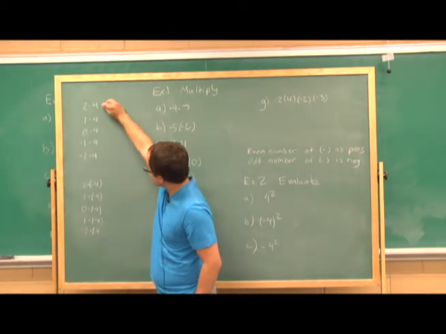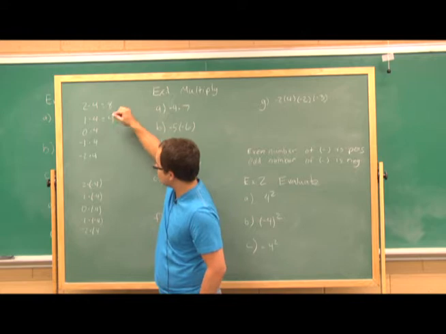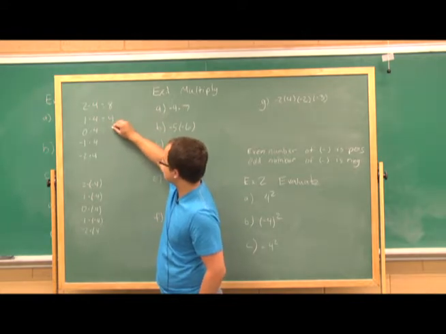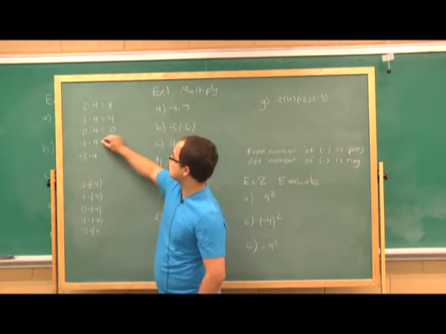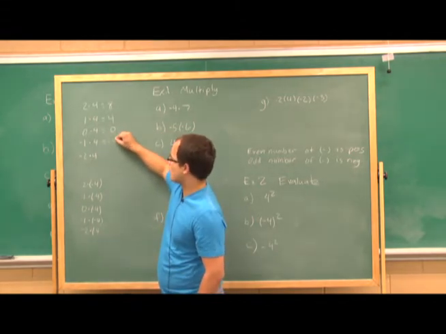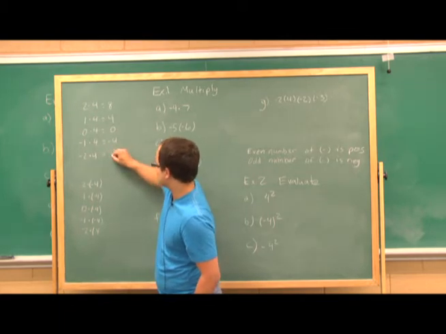2 times 4 is 8. 1 times 4 is 4. 0 times 4 is 0. Negative 1 times 4 is negative 4. Negative 2 times 4 is negative 8.